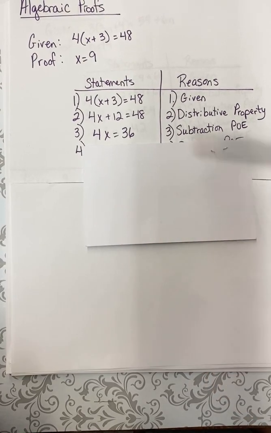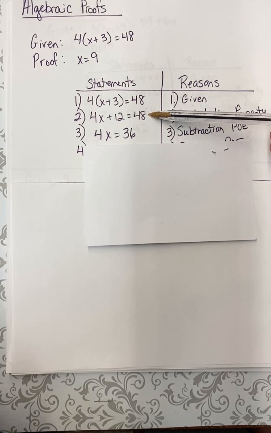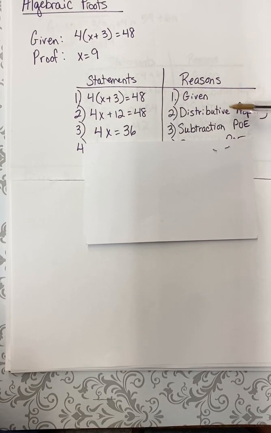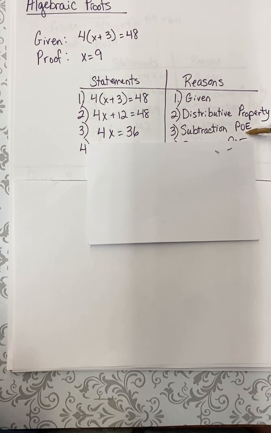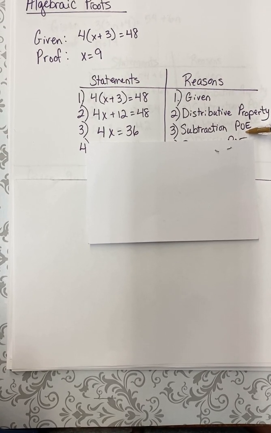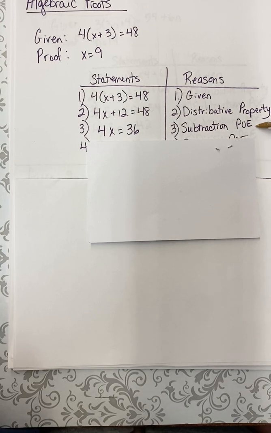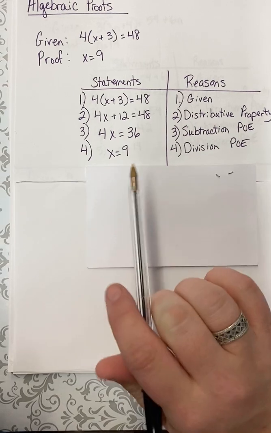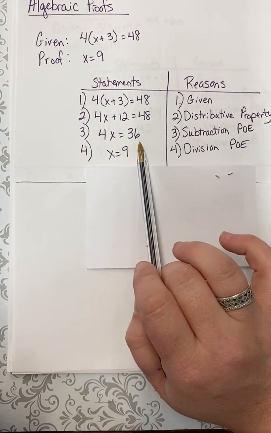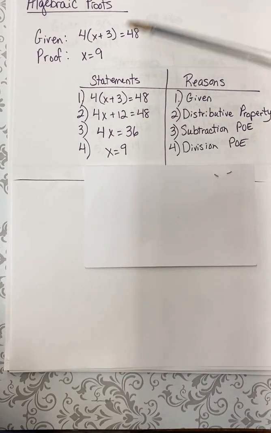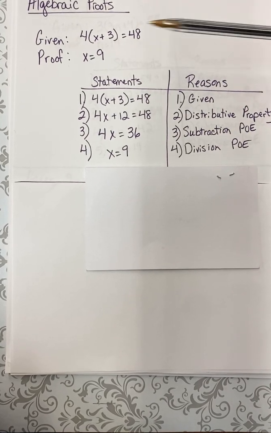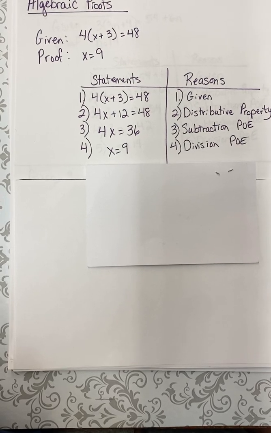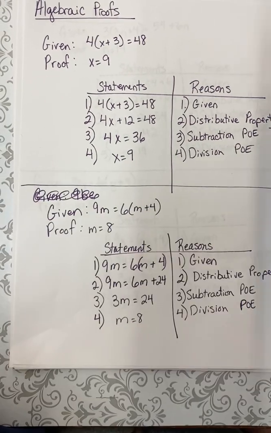Number 3 is the next step in our algebraic equation. We actually subtracted 12 from both sides, and that was the subtraction property of equality, and I just simplify that and put POE, P-O-E. And then finally, we divide by 4 on both sides, and x is equal to 9, which is our proof. And our reason for this last one is division property of equality. Okay, this is a very simple one.